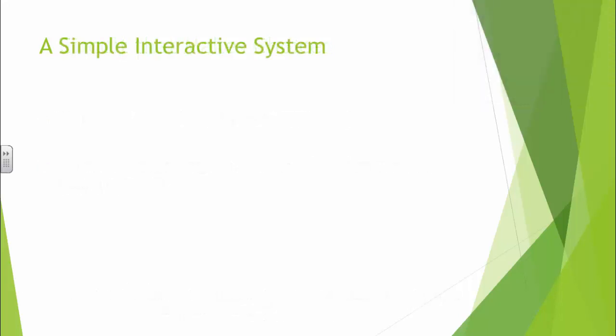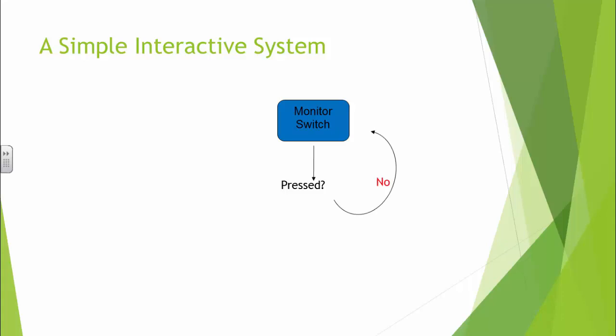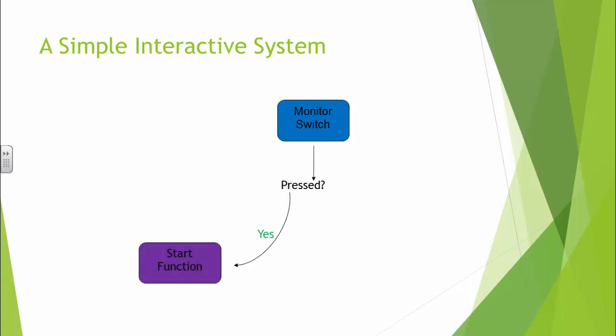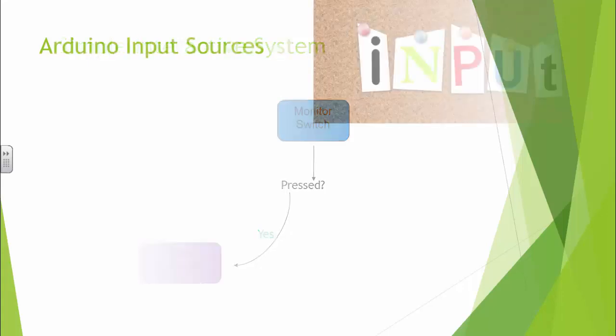So in an interactive system, with those loops that we talked about, we can simply do things like monitor a switch, checking to see if it's pressed. If it's not, we return to our monitoring stage. And we can sit and reiterate that monitor process over and over again until our situation changes. So when, in this case, our switch is pressed, we can then start a given function, do something that responds to that press of the switch.